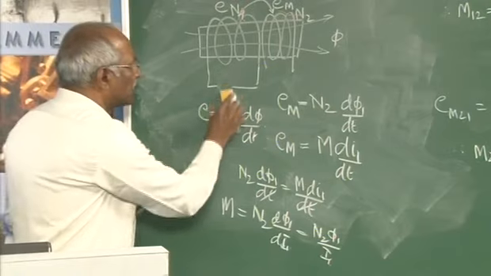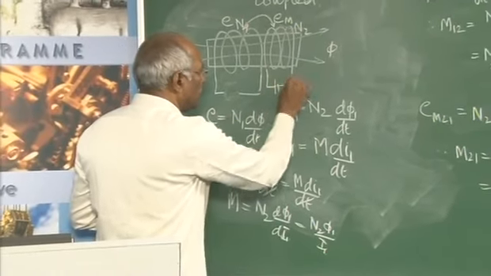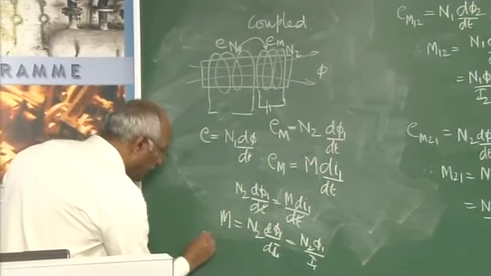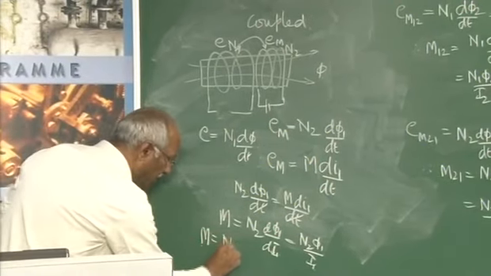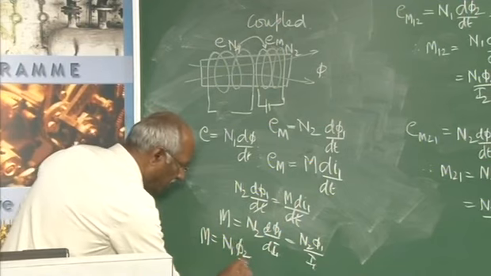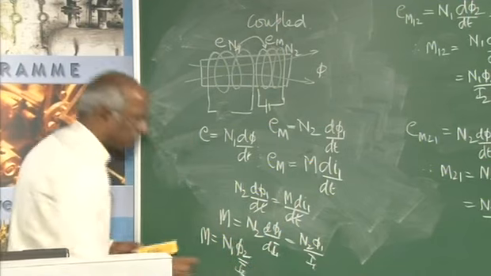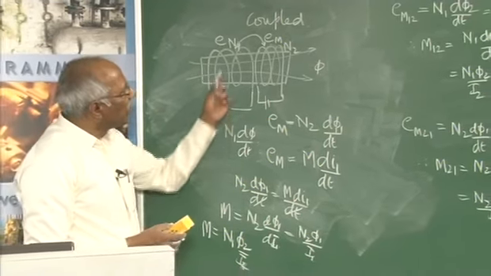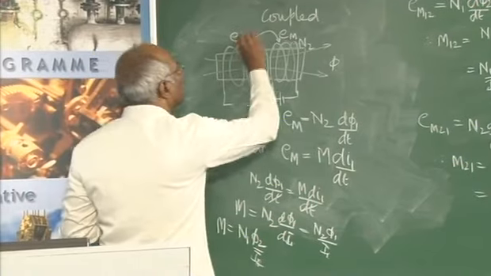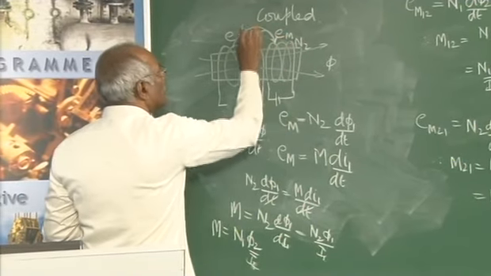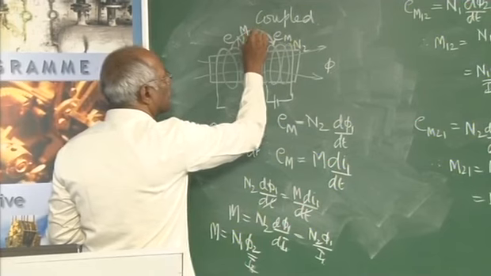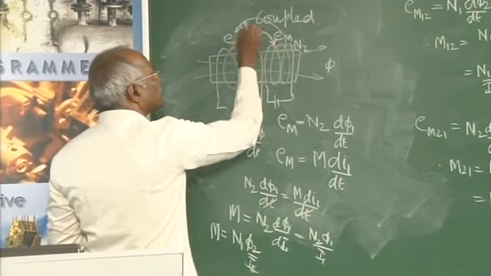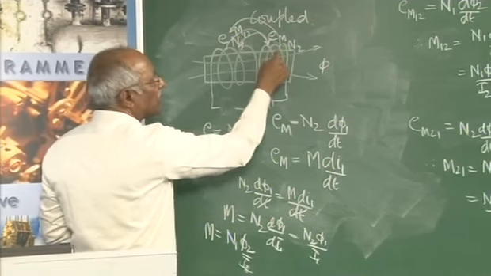If this is open circuited and this is connected, then a similar situation also exists, where M can be taken as equal to N1 into phi 2 by I2. In that respect, when there is a linkage between the two, there is a mutual inductance. I will call this one M12 or M21 as the case may be. Similarly, from here to here, there is a mutual inductance also. There is a linkage here.